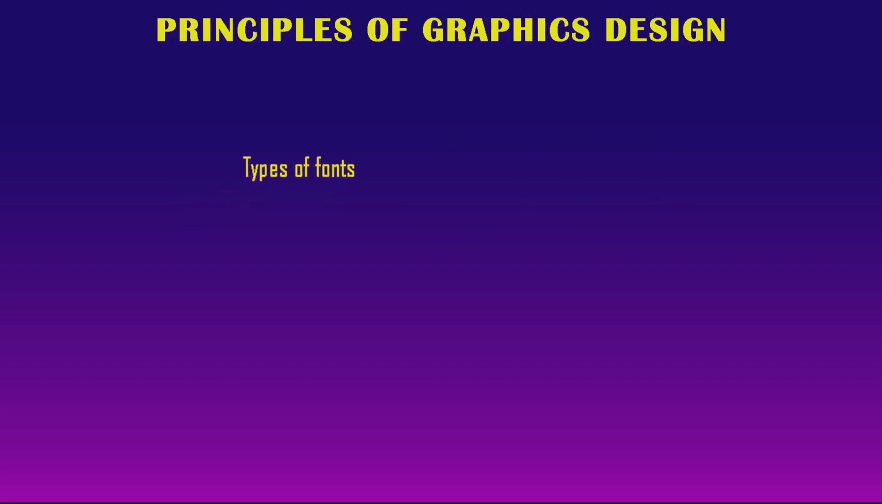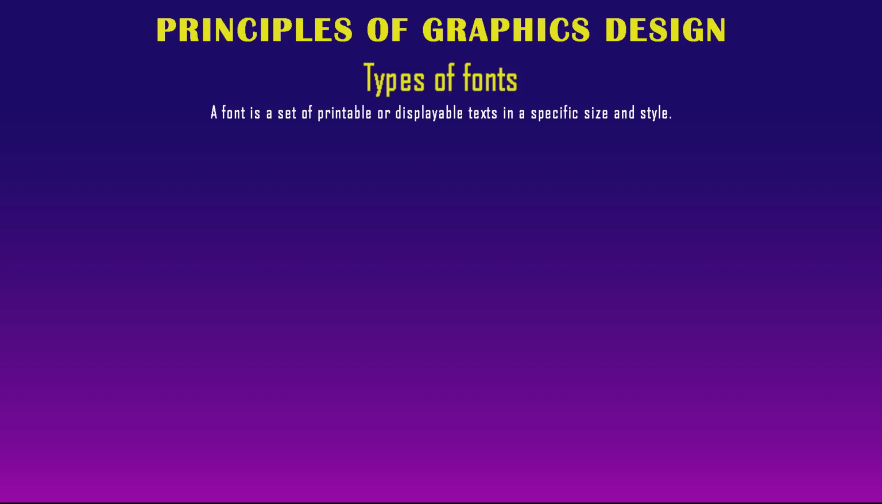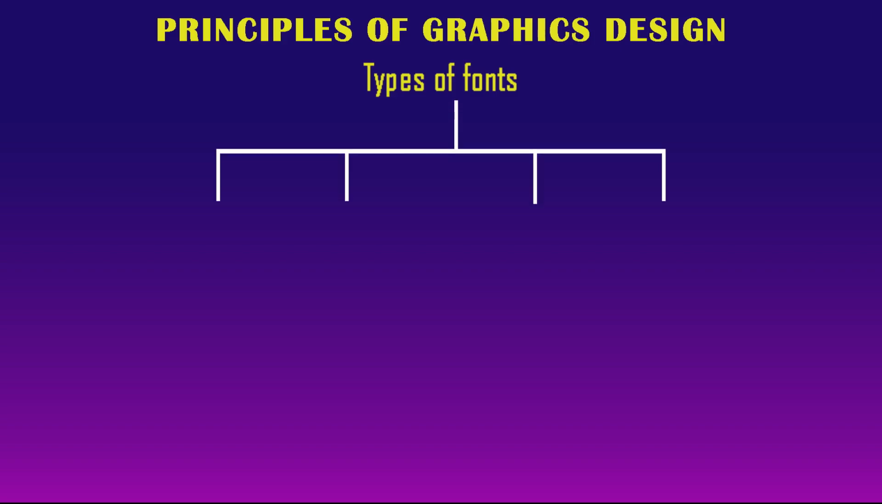Let's kick off with the first one, types of fonts. First and foremost, a font is a set of printable or displayable texts in a specific size and style. There are four major fonts from which many other types of fonts originated. They include serif fonts, sans serif fonts, script fonts, and display fonts.